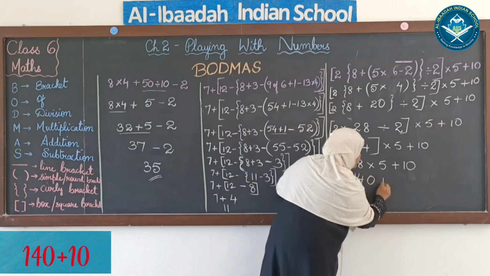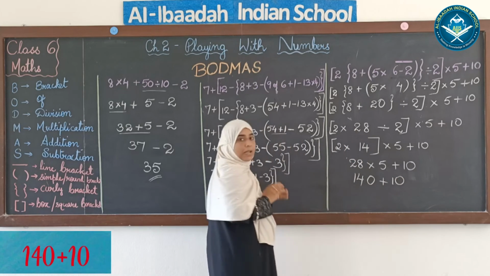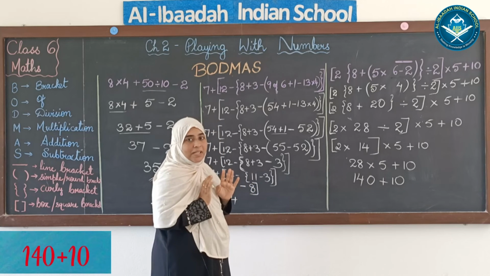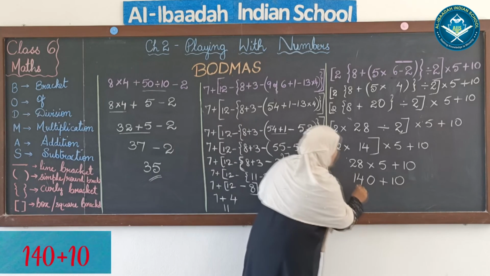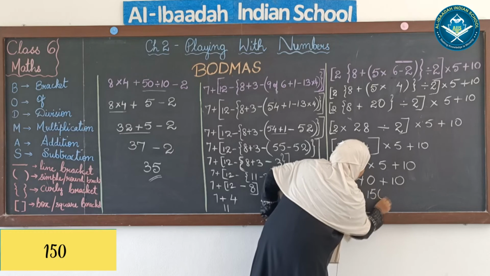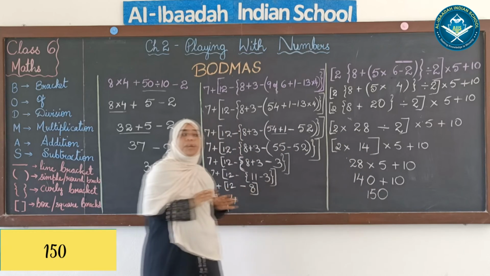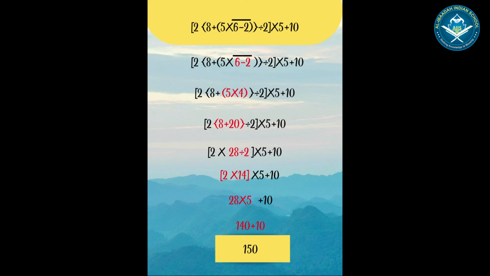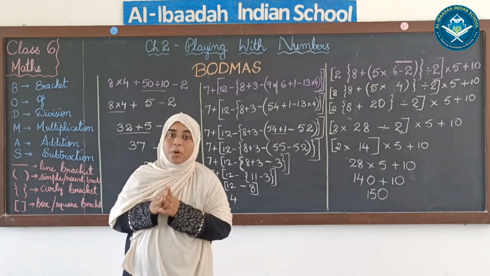Plus 10. Now the last step that we have to do is addition. So 140 plus 10 is 150. This is how we use BODMAS to solve when we have brackets and more than one operation. If you remember the rules and the sequence, how to solve, which one to solve first, it's very easy to do. You will not make any mistake if you follow the steps properly.